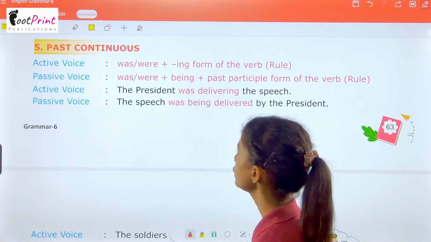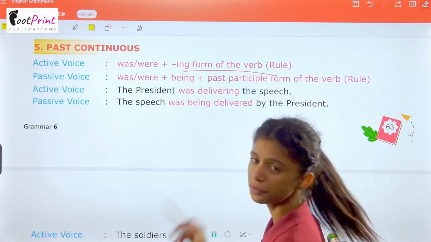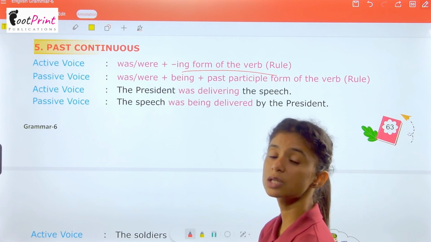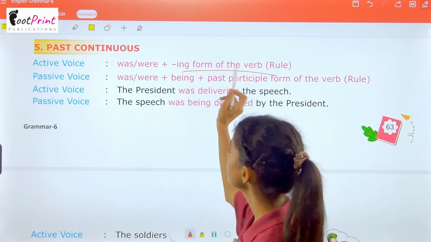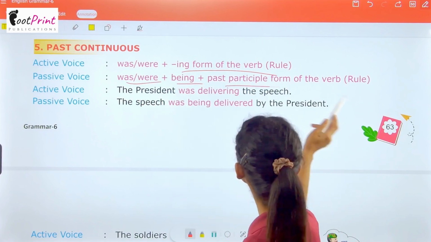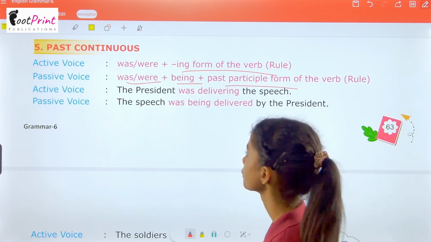Now past continuous will be was/were plus verb plus ing form of the verb, as we have already understood the structure in the previous chapter. Now we are understanding the structure of passive voice. So when this will be the structure, we will convert it like was/were plus being plus past participle form of the verb. Let's see.